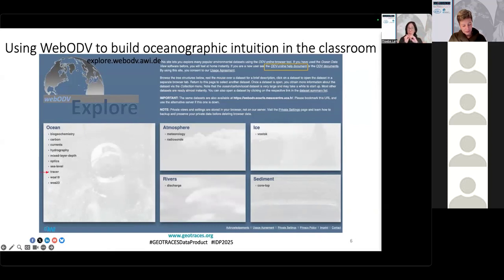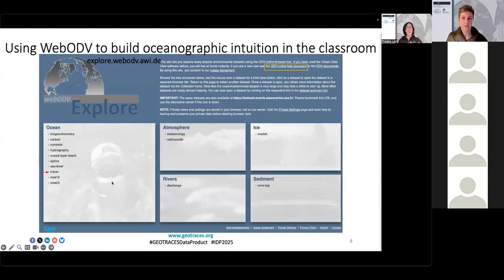WebODV is great. It is purely a web implementation of ODV, and it only requires a web browser. So students have access to it. There are really no limitations on operating system or anything like that. And it also comes with preloaded data sets.